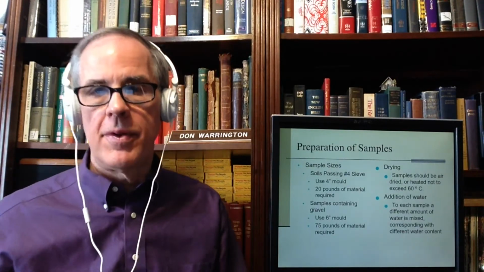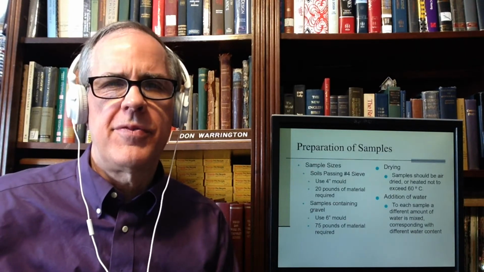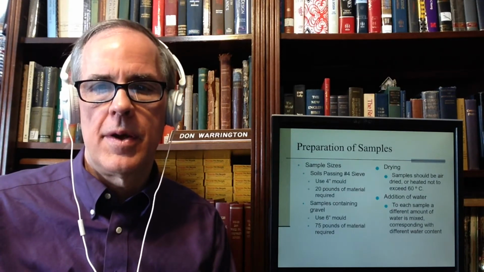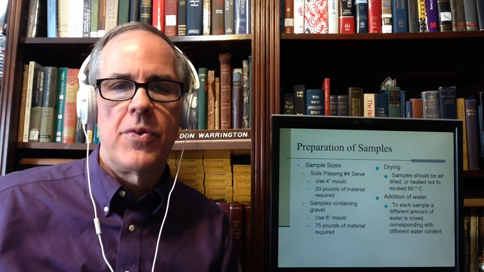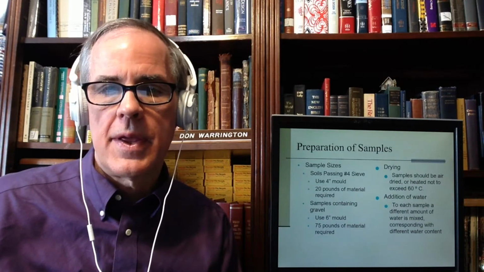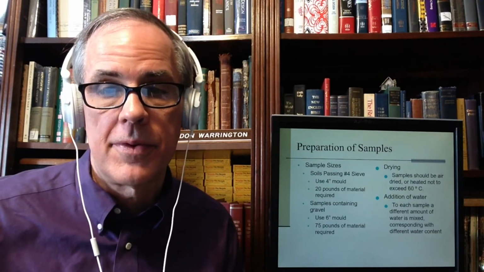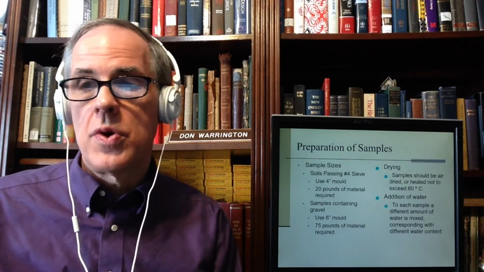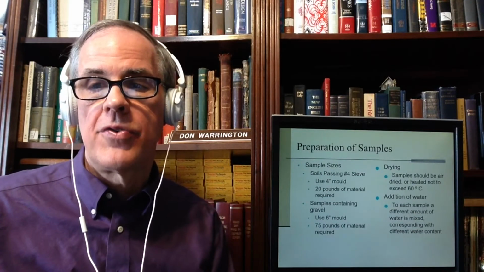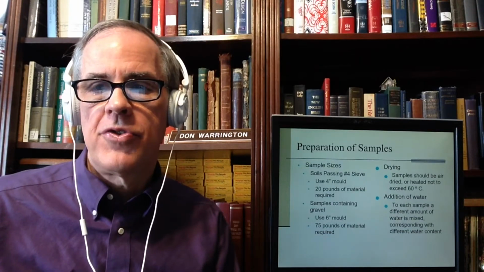To prepare a sample, you start with a number 4 sieve. There are special procedures if you've got a lot of very large gravel or large material in it. You use a 4-inch mold, for which about 20 pounds of material is required. Use a bigger mold for gravel samples. Samples should be air dried, just to get them dry. And then comes the addition of water.